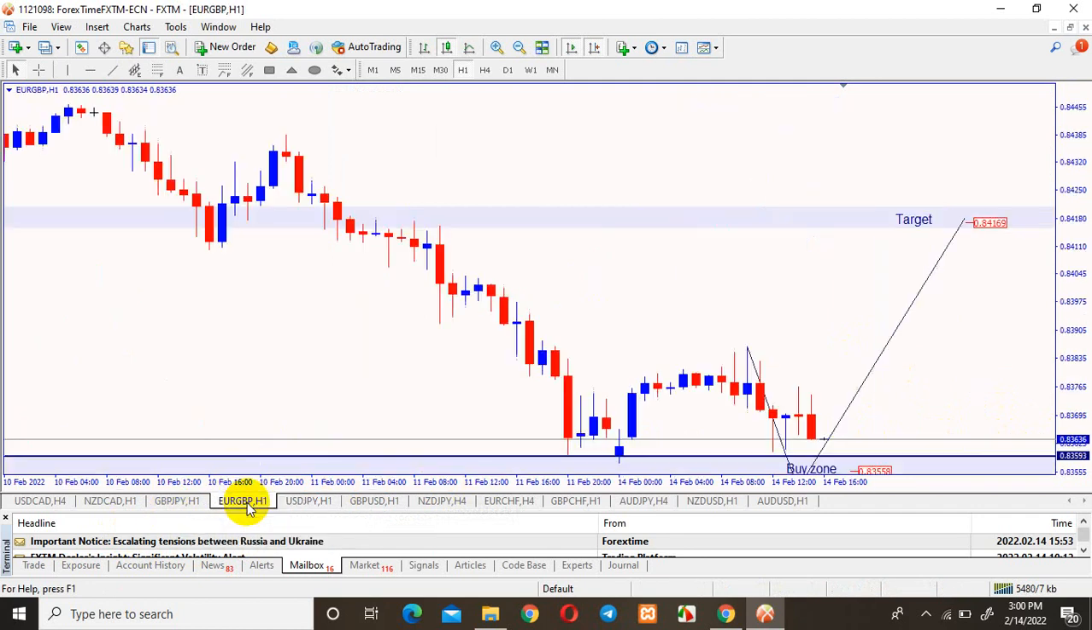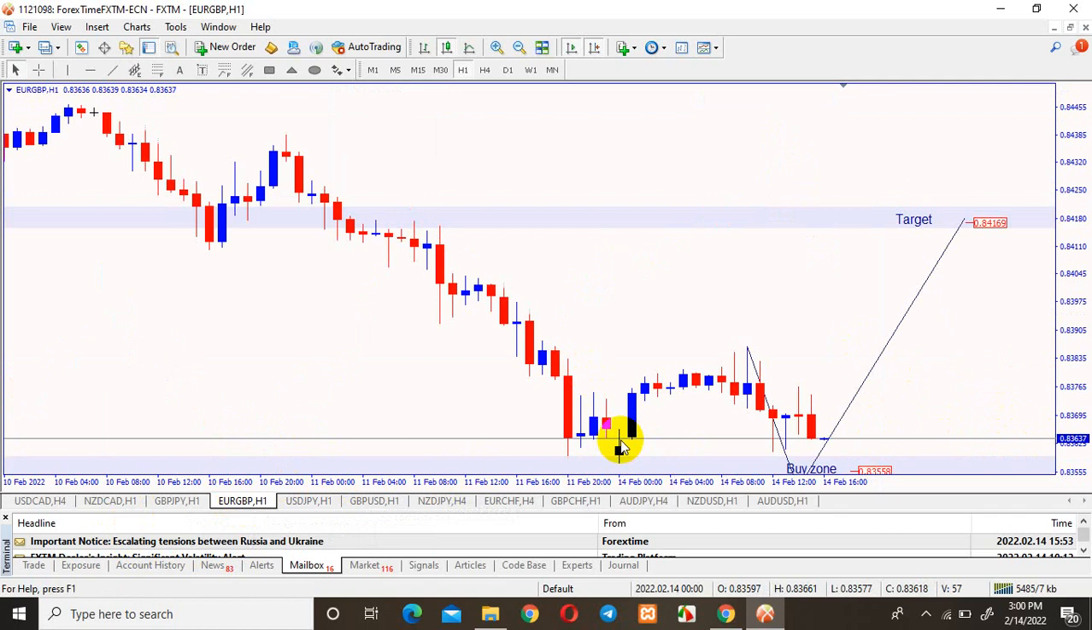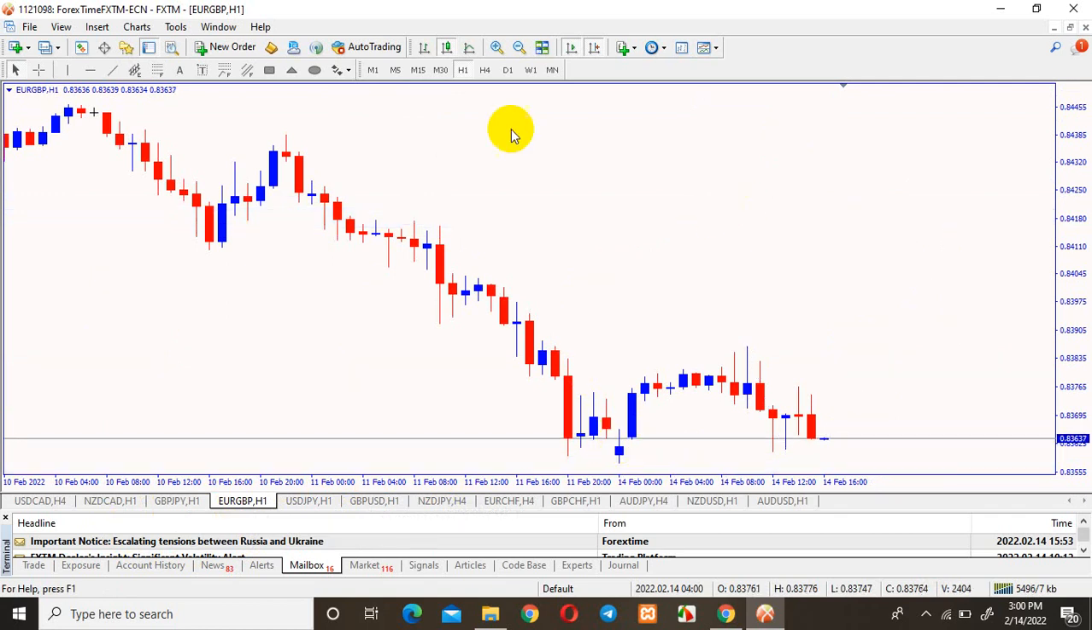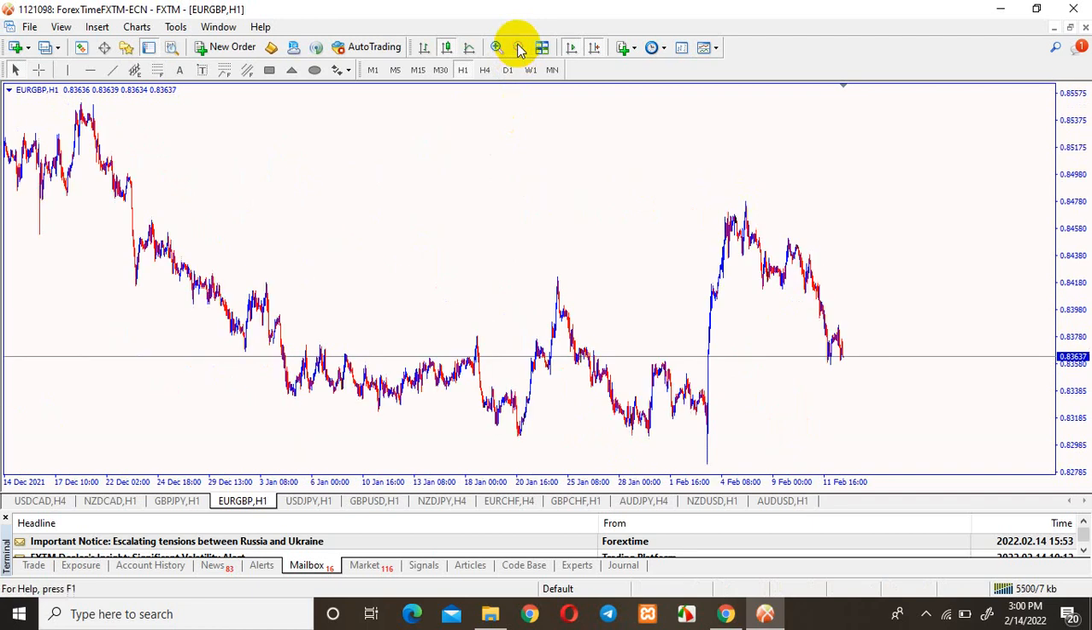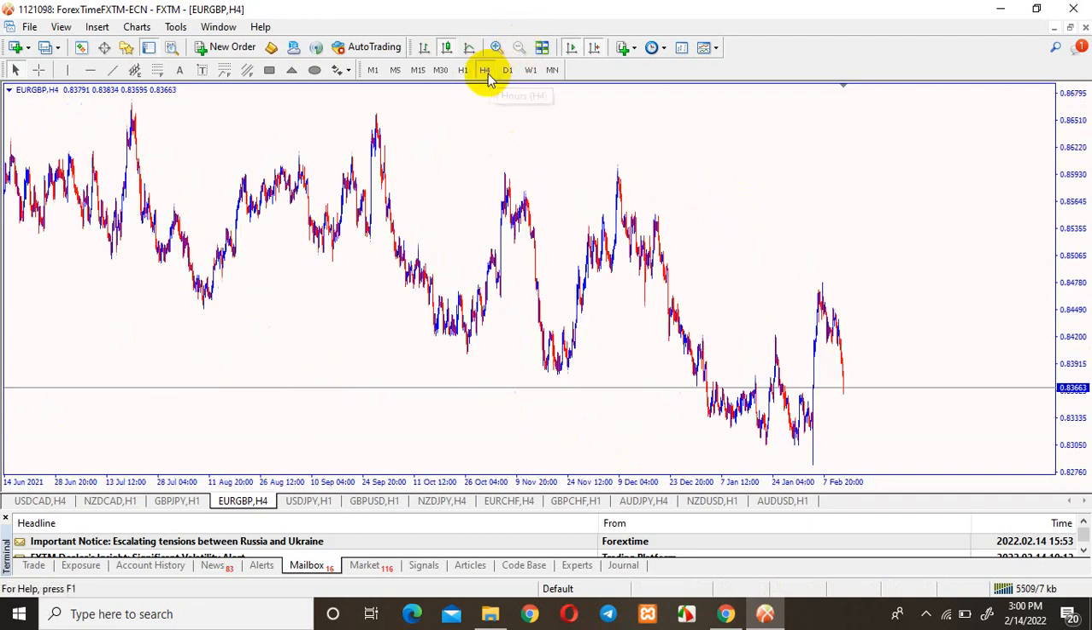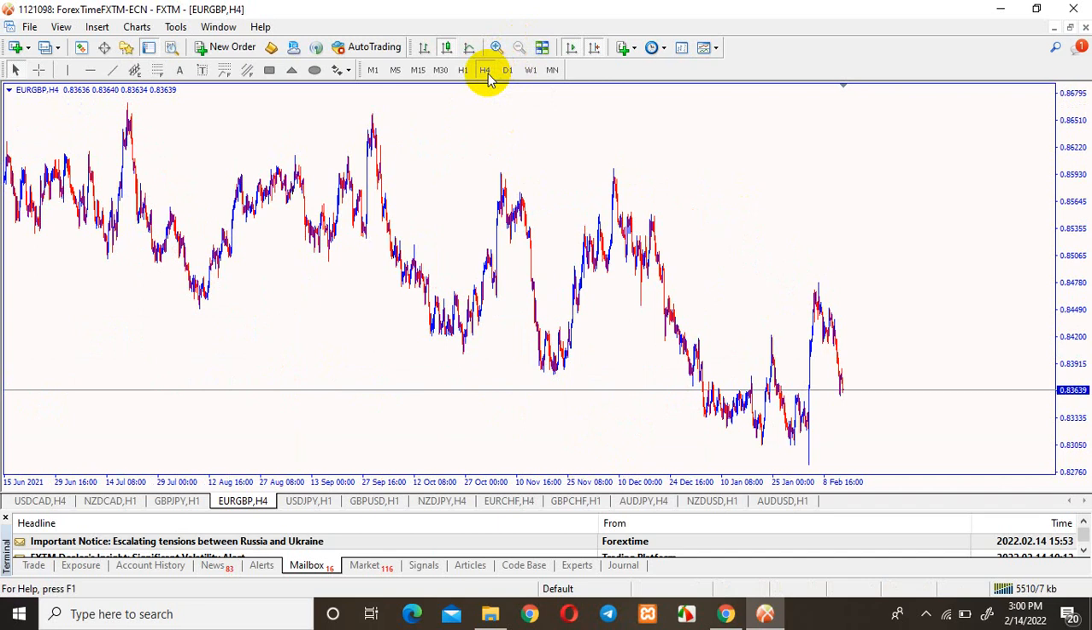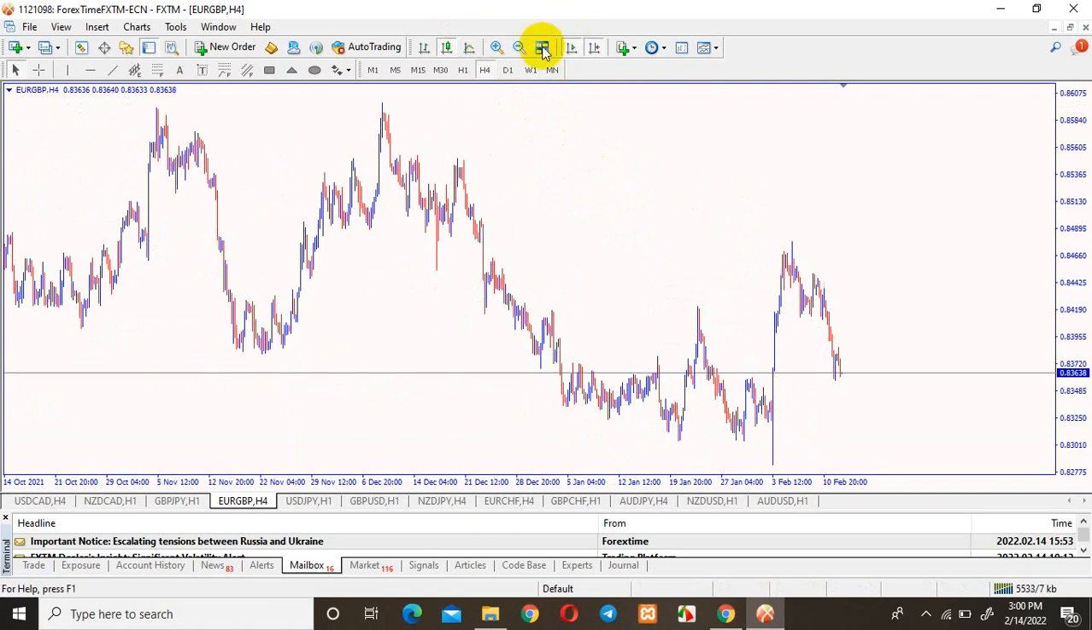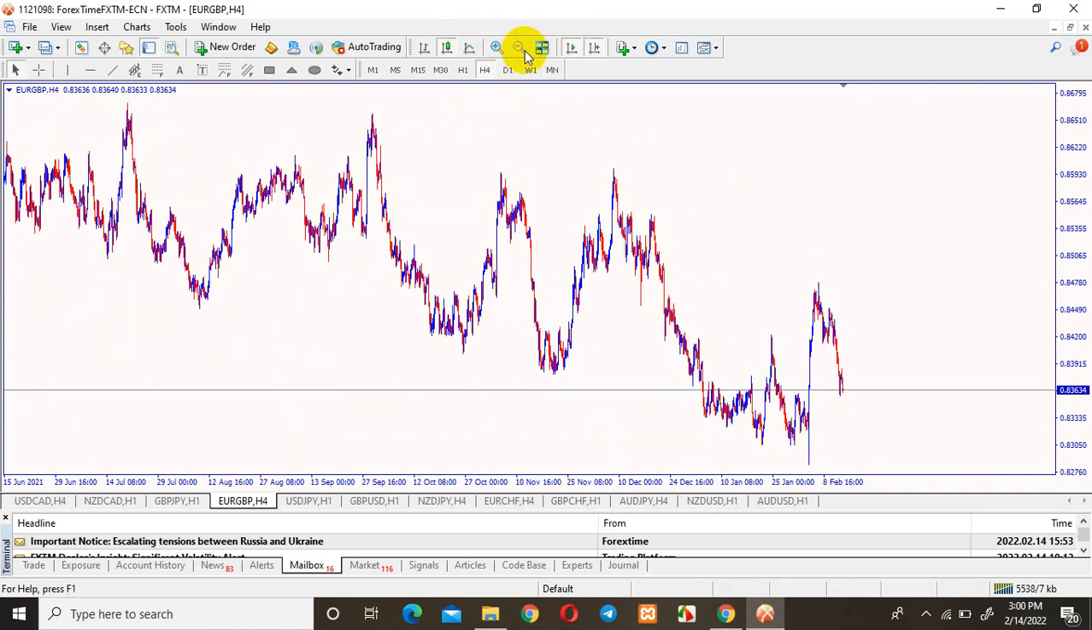Okay. Lastly, let's look at what is happening to GBP, Euro GBP. On Euro GBP, we can see what price is doing. First, let me move to my H4 chart. On H4, I can see price making this move for us. You can see price creating this move for us.